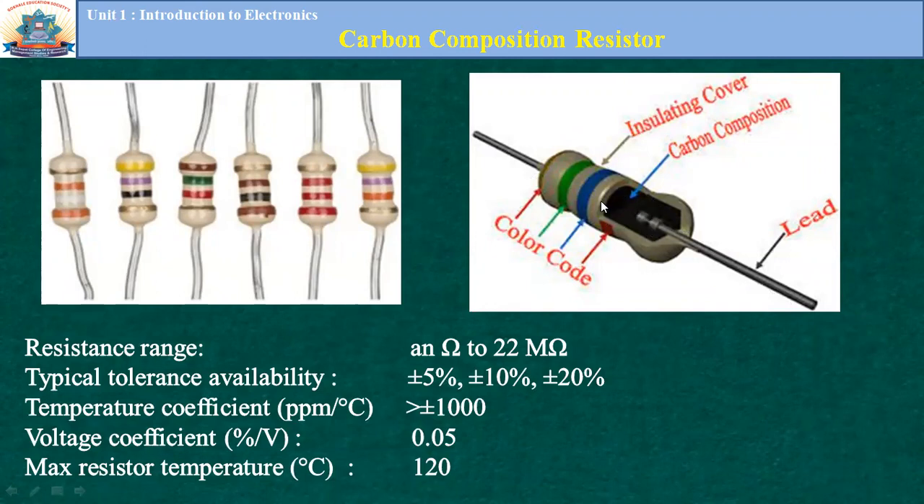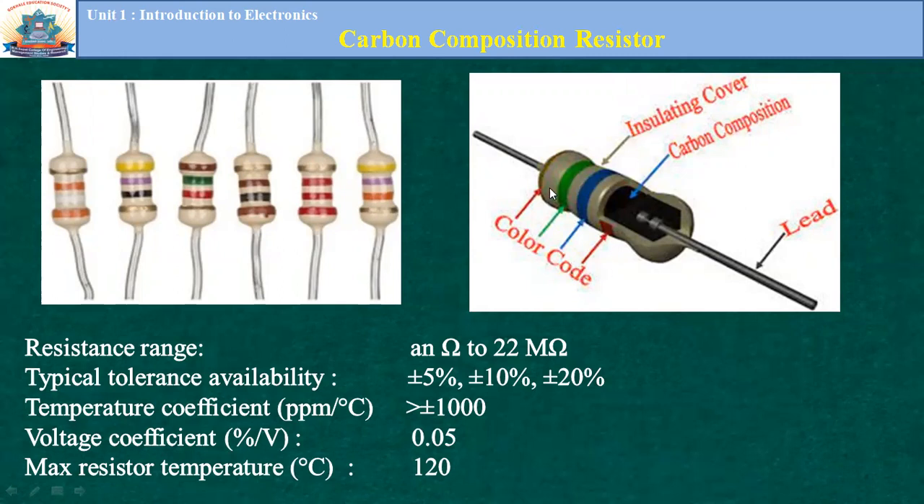Within this structure, we see there is a carbon composite type of material. It is then covered with an insulating or dielectric type of resin or material, and then it is colored according to the resistance of this particular device. So the resistance is completely dependent on this composition and the amount of material that is present within this device.